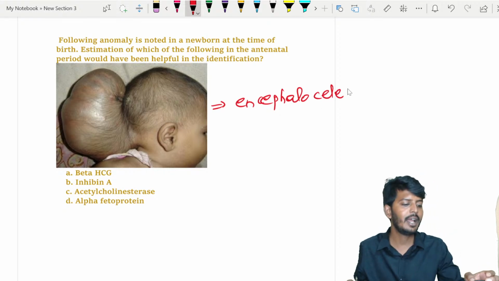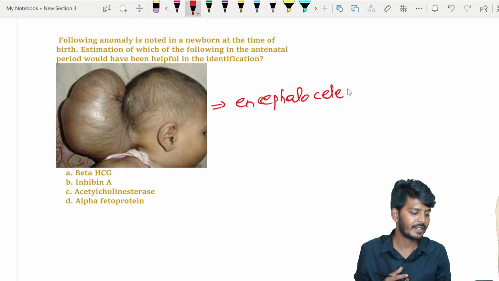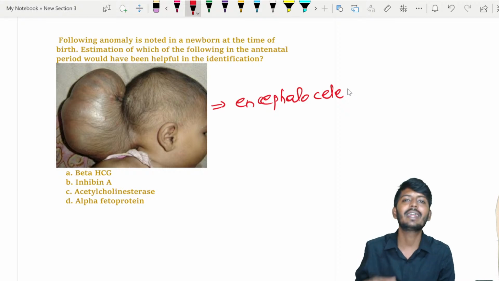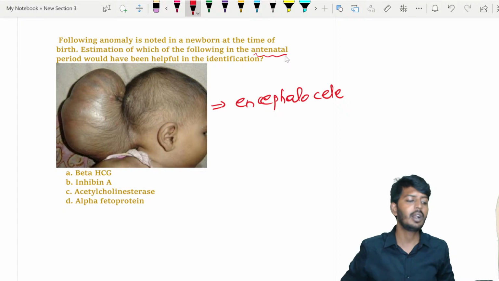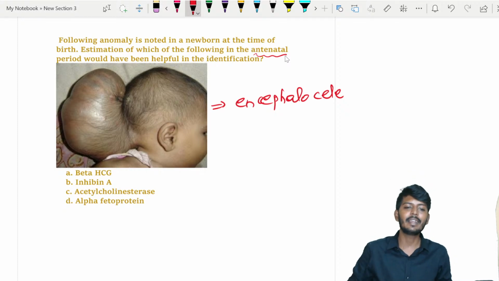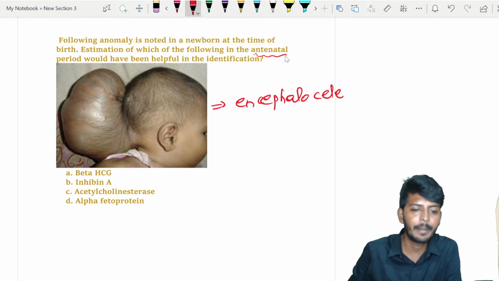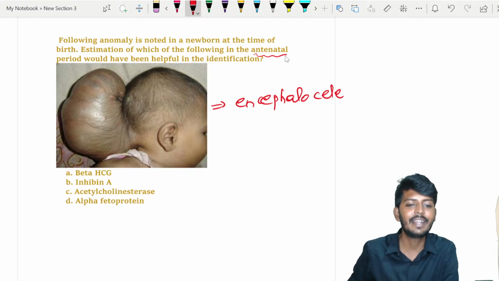It is a case of encephalocele. So for encephalocele, what is the fetal marker? Means which could have been checked antenatally, which kisko check kar sakte the. What you could have done to prevent this? Okay, so options are beta HCG, inhibin A, acetylcholinesterase, and alpha fetoprotein.